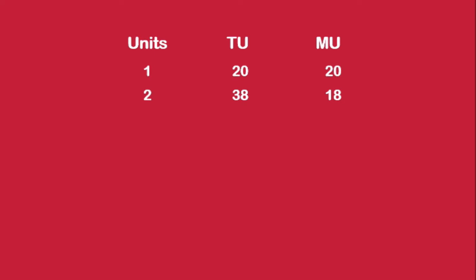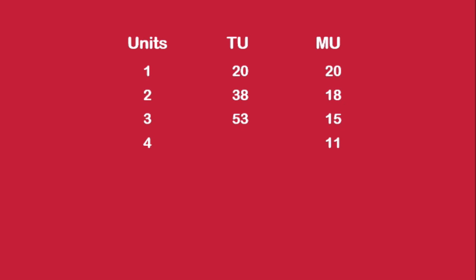As he proceeds with the consumption, his desire to consume apple falls. His willingness to pay for the additional units also falls. He wants to pay only 15 rupees for the third apple. Its marginal utility is 15 units. Total utility of the three apples is 20 plus 18 plus 15, 53 units.